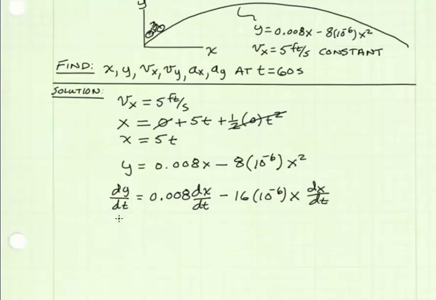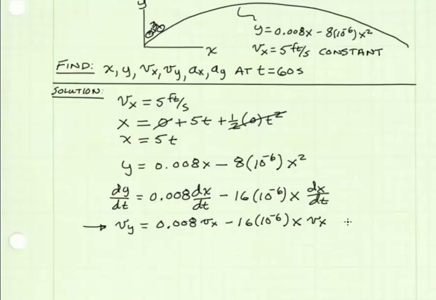We know that dy dt, the derivative of y with respect to time, is equal to the velocity in the y direction, and the derivative of x with respect to time is equal to the velocity in the x direction. So let's just rewrite this in terms of velocities. Vy is equal to 0.008 Vx minus 16 times 10 to the minus 6 x Vx. So there's one equation that relates my velocity in the y direction to my velocity in the x direction. And as long as I know what my position is, I can find what those velocities are.